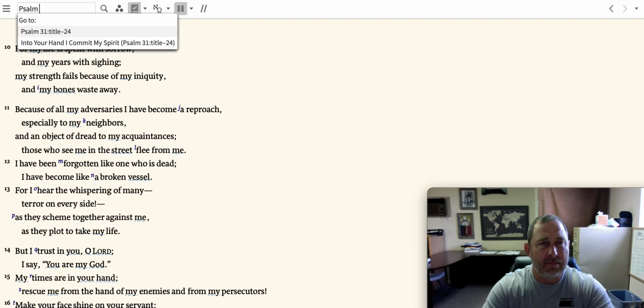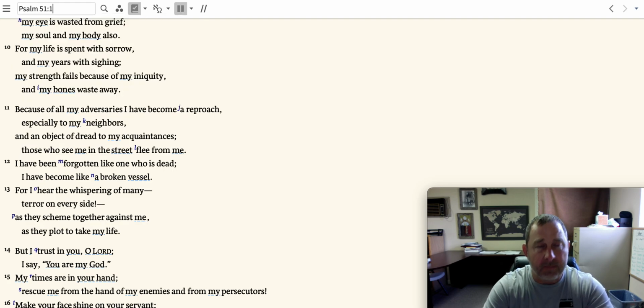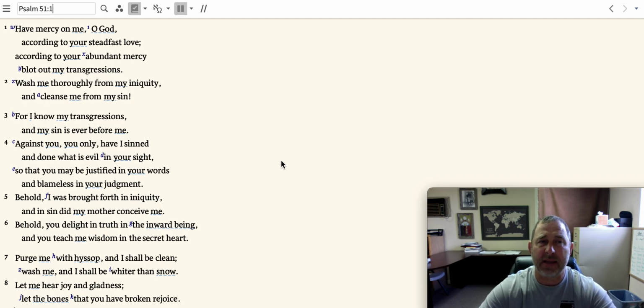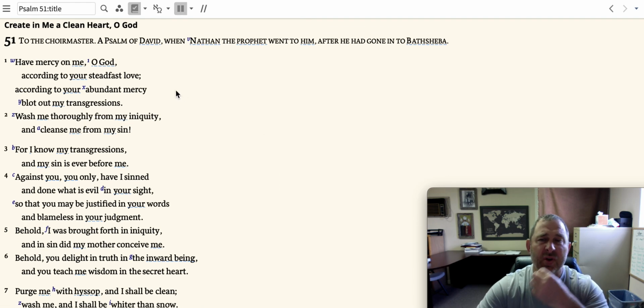This is a text that most of us are familiar with to some degree. David here is lamenting his sin. He's lamenting the place that his sin has placed him. If you go back to Psalm 51, it says, a Psalm of David when Nathan the prophet went to David after he had gone into Bathsheba. So this is talking about David's sin with Bathsheba, the resulting murder of Uriah. Anyways, let's go ahead and begin at the top.